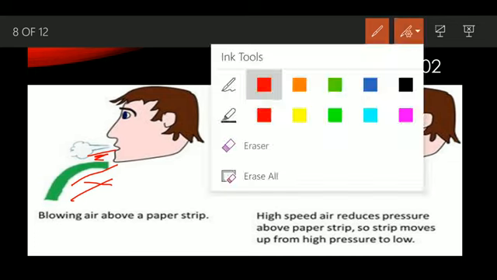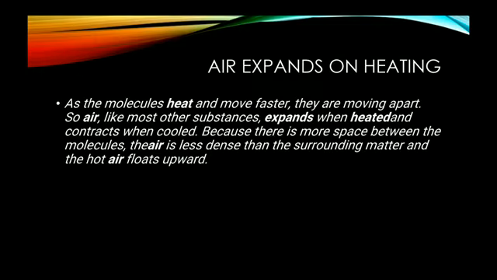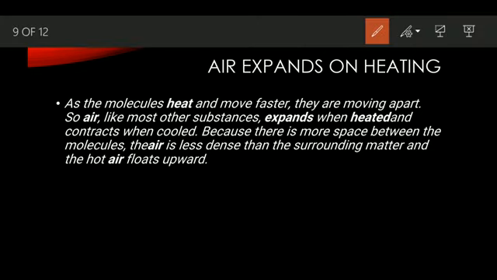The atmospheric pressure on the upper side will be low, and on the downside it is high, because you are blowing the air, and high speed moving air reduces the atmospheric pressure. With low atmospheric pressure above and high atmospheric pressure below, the air will push the paper strip in the upward direction with the help of pressure. So these are two simple activities we can perform to show that high speed air always reduces the atmospheric pressure.